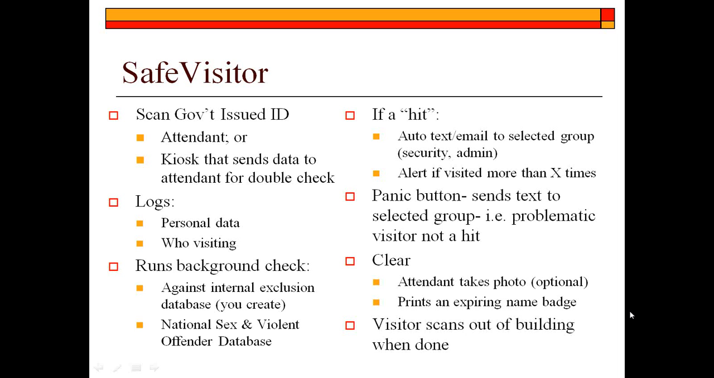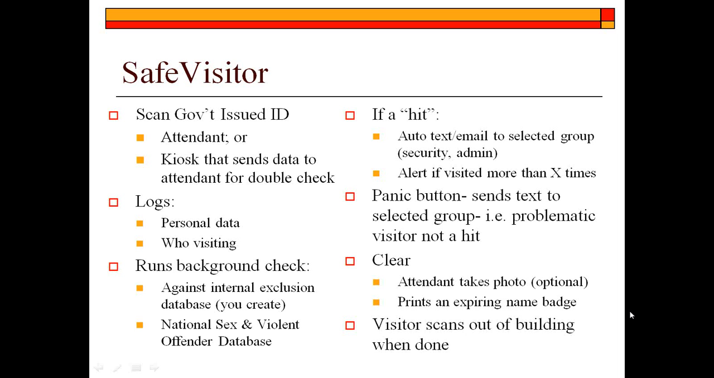And it would also generate an alert if a person has visited more than X number of times. And again, you determine that, because if you say, hey, this person's been in here 4 times in the last 3 months, then they're starting to look more like a reoccurring visitor as opposed to this low-level, one-off type of visitor. There's also a panic button. I'll show you that here in just a minute.